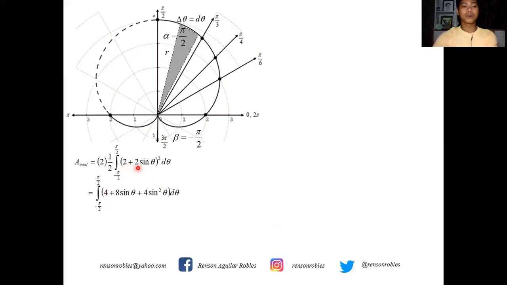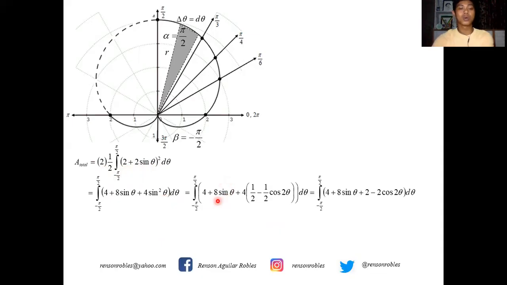So 2 times 2 is 4 times 2, that's 8 sine theta, plus the square of the second, 4 sine squared theta d theta. And then simplifying further, you can just replace sine squared theta by 1/2 minus 1/2 cosine 2 theta, and that will lead us to 4 plus 8 sine theta plus 4 times 1/2 minus 1/2 cosine 2 theta.